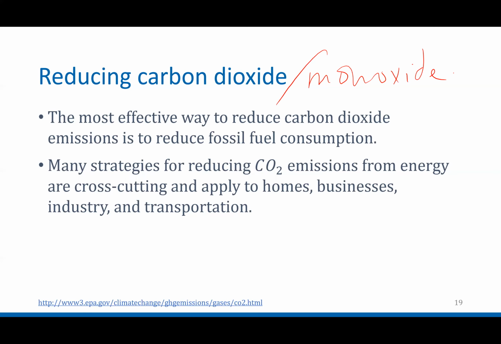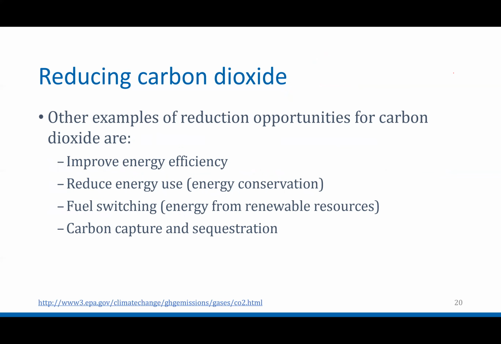So many strategies for reducing carbon monoxide and carbon dioxide emissions are basically energy reducing tactics. They can apply to homes, businesses, industry, transportation. Again, it could be an electric car, LED light bulbs, anything that can reduce energy use. All right. So other examples to reduce carbon dioxide, like I said, improve energy efficiency, reduce the use, switch to a renewable resource, or carbon capture and sequestration.